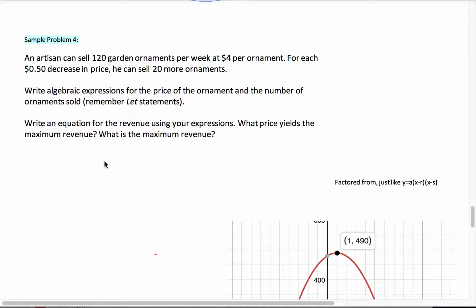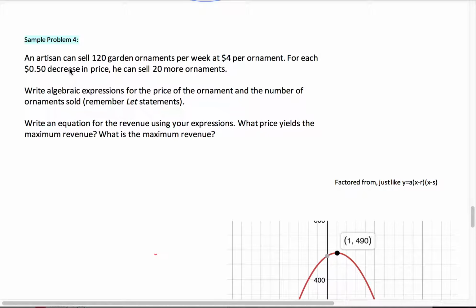This is how to go through a revenue equation in the quadratics unit. So here we've got a situation of an artisan selling 120 garden ornaments per week at $4 per ornament, and they've discovered, or market research has told them, that if they decrease the price 50 cents they'll sell 20 more ornaments, and for every other 50-cent decrease in price they'll sell another 20 more ornaments.